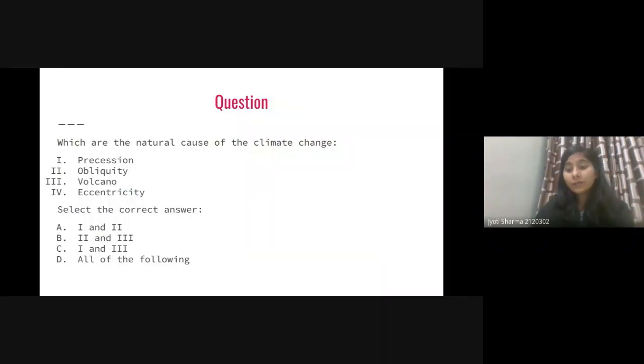Okay. For climate change, there are also some natural causes, not only anthropogenic ones. So you have to tell me what the natural causes of climate change are. I have four terminologies. I think you already know volcano, but these three terminologies may be a little bit difficult for you, but you can guess something out of it. What are the natural causes of climate change? It is not only humans that cause climate change, but nature itself can also lead to climate change.